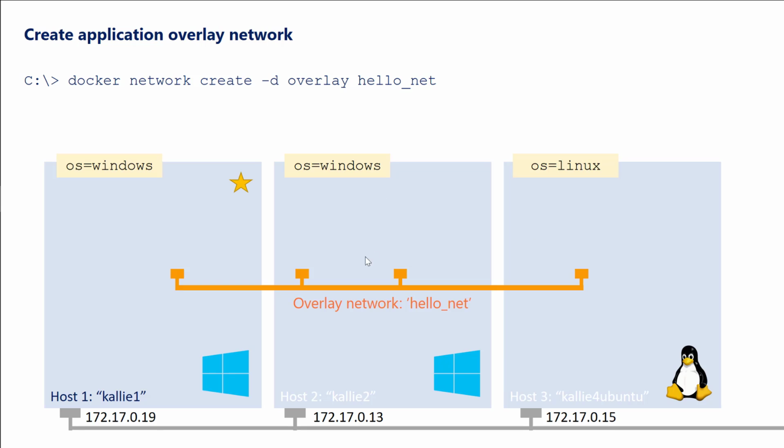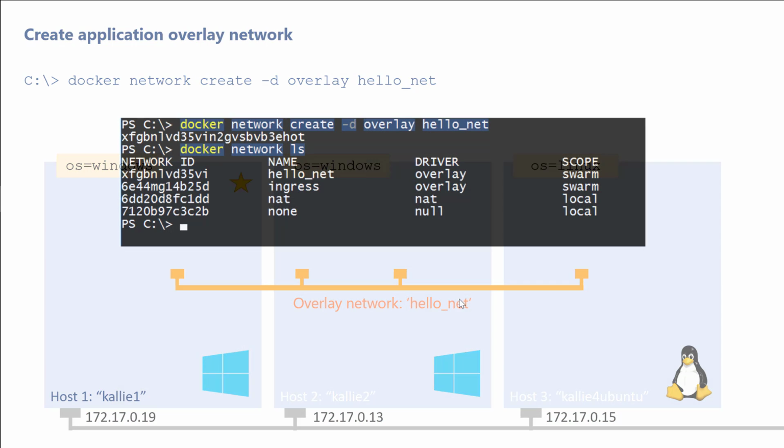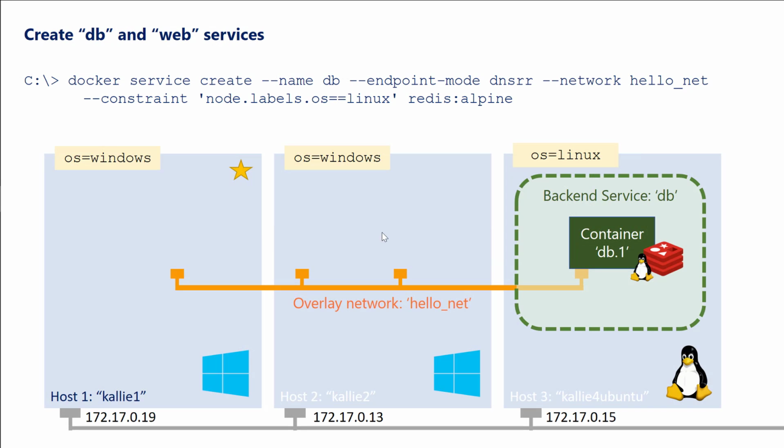Okay, so now that the overlay network for our application is created, we can go ahead and create the services themselves. So first I'll create the backend service, the database service. I have the command to do that here, so it's a simple docker service create command. In this case, I'm naming the service database, or DB. This name is the name by which the service will be available on the overlay network using service discovery.